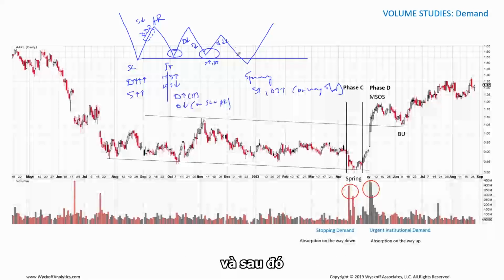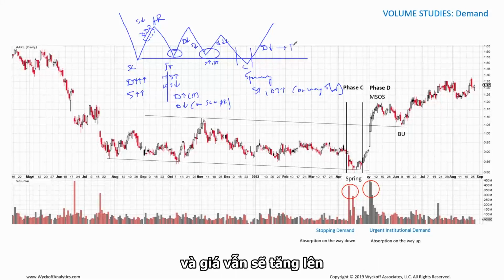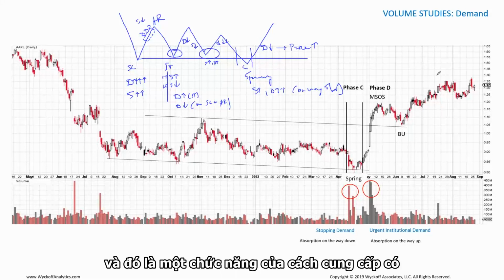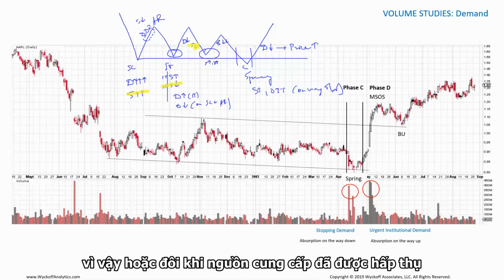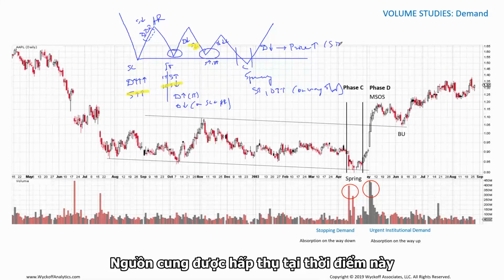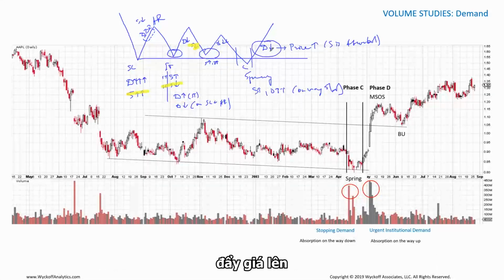And then after that, in phase D, demand could either be low and the price still will go up, and that is a function of how supply has been gradually diminishing throughout all of these areas right here. Sometimes supply has been absorbed. Supply is absorbed at this point so much that even diminishing demand could push the price up.